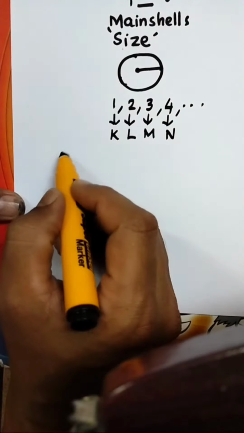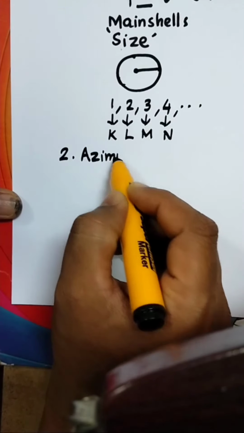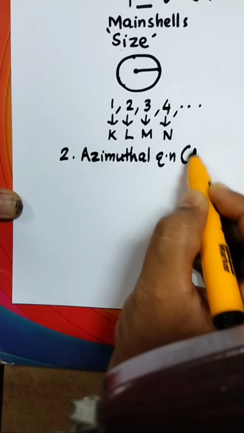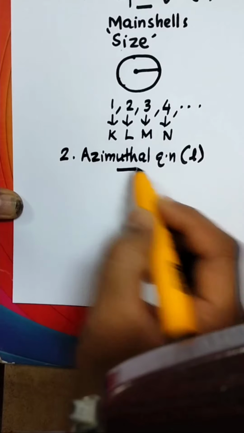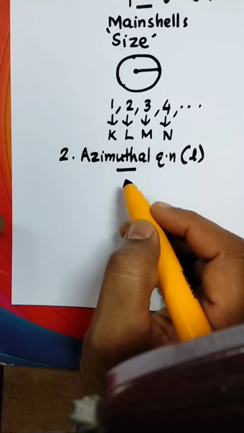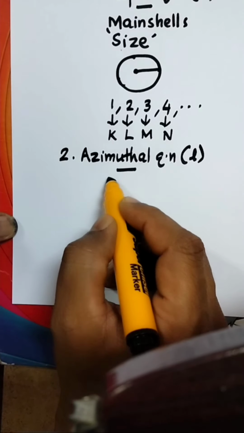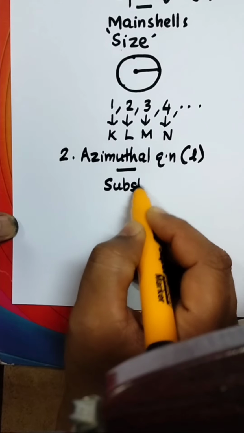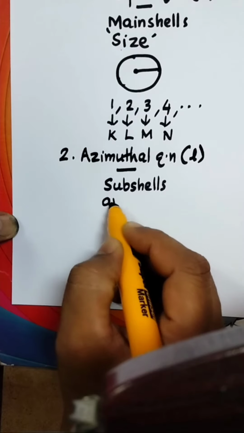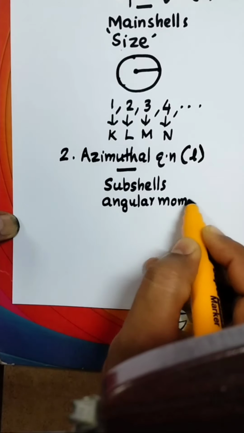Then second quantum number is azimuthal quantum number. It is denoted by the letter L. It is otherwise called subsidiary quantum number or angular momentum quantum number. It gives the idea of subshells. It also gives the idea of angular momentum.